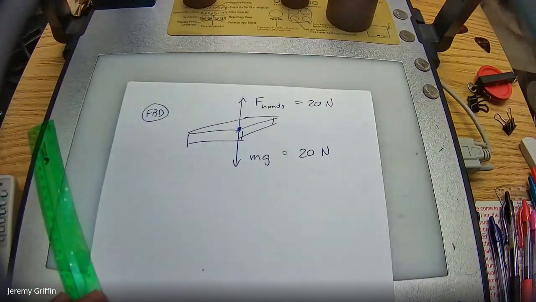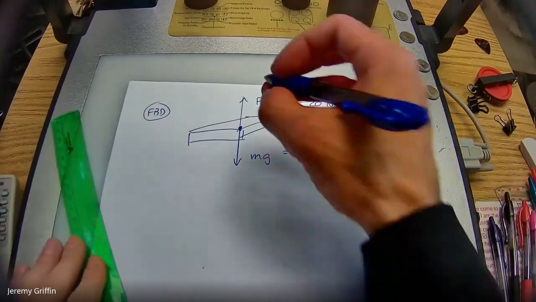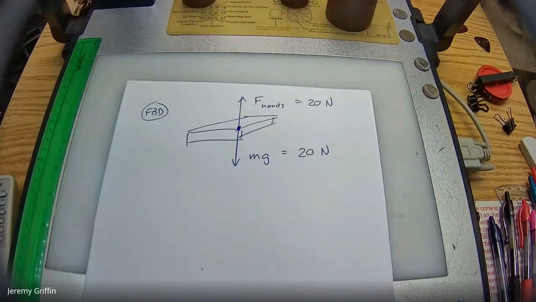The free body diagram, just like that. Okay, so that's the free body diagram of the book. That's the forces on the book. One down, one up. 20 newtons down, 20 newtons up.